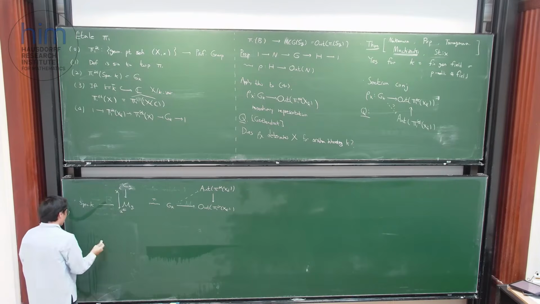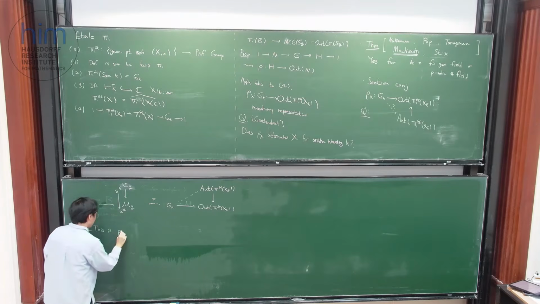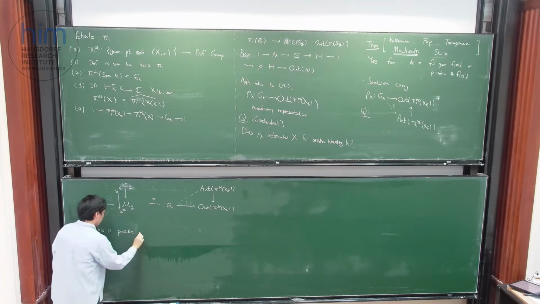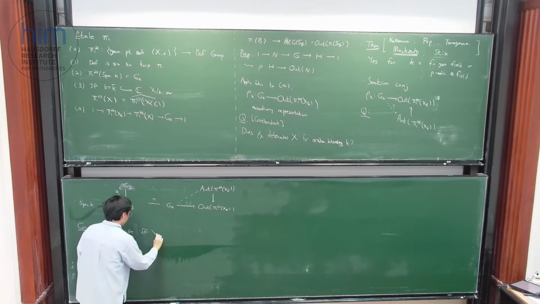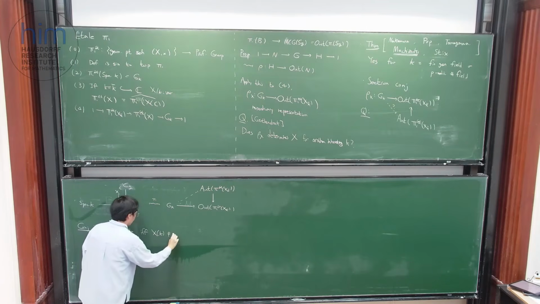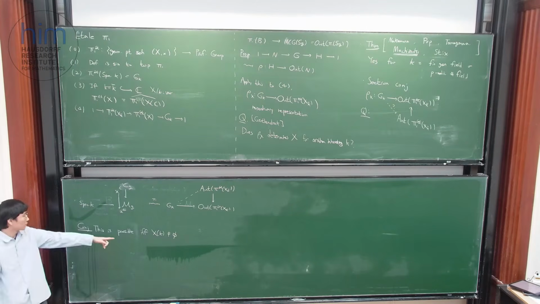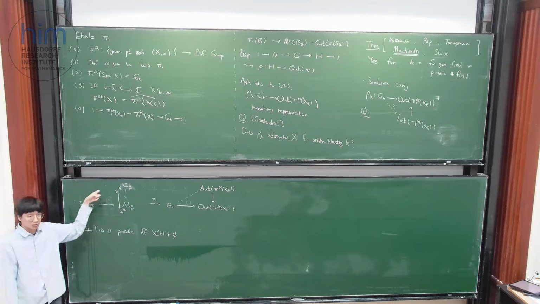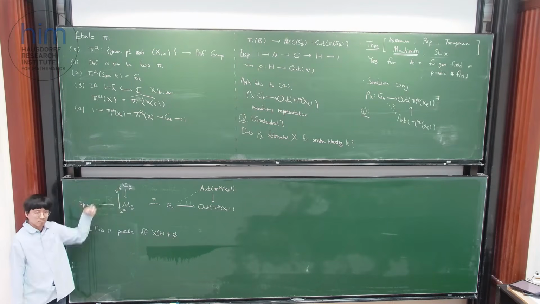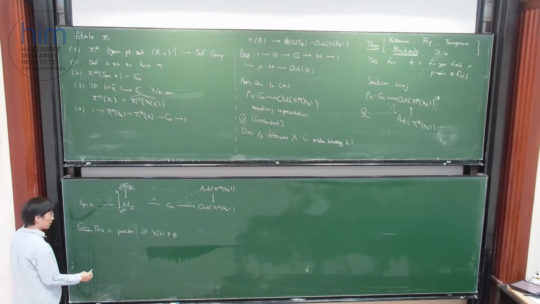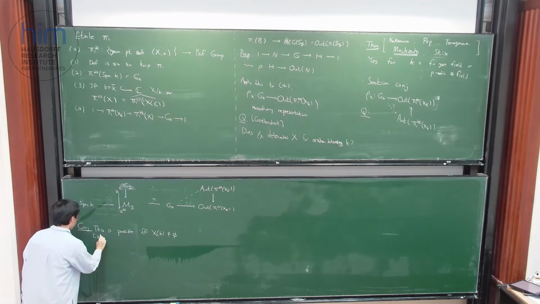So this leads to the following conjecture. This is possible if and only if X(K) is non-empty. Because this is non-empty if and only if you can lift this map to the universal curve. And this is called the weak section conjecture.